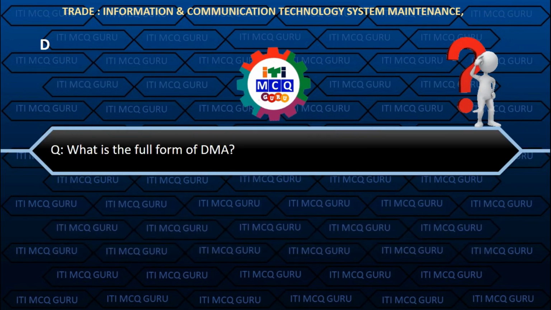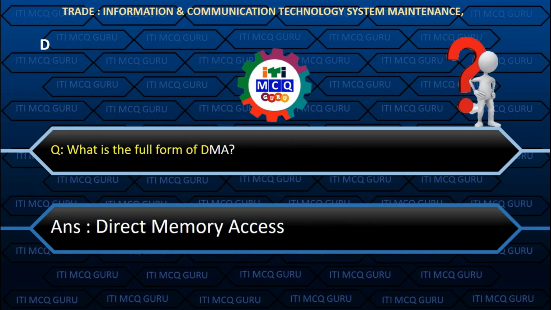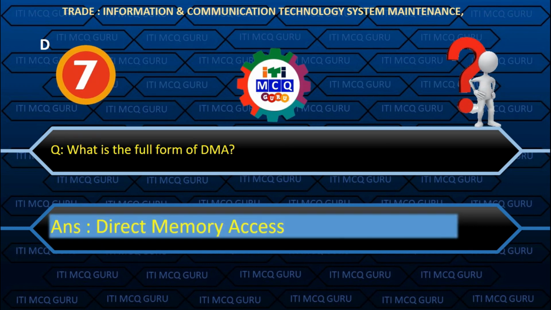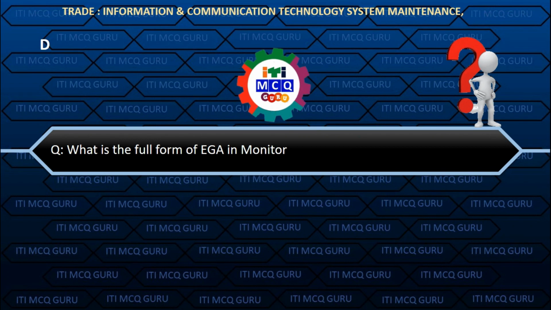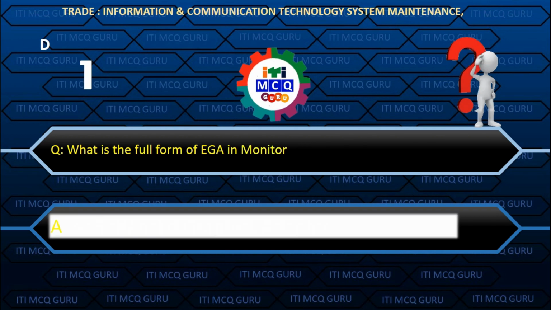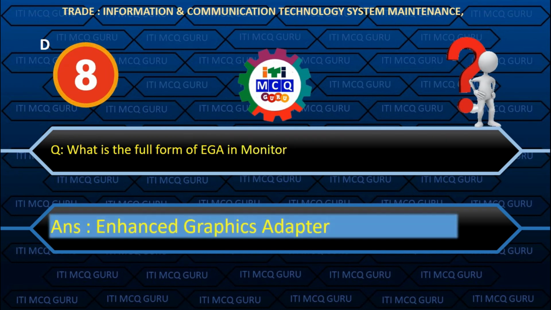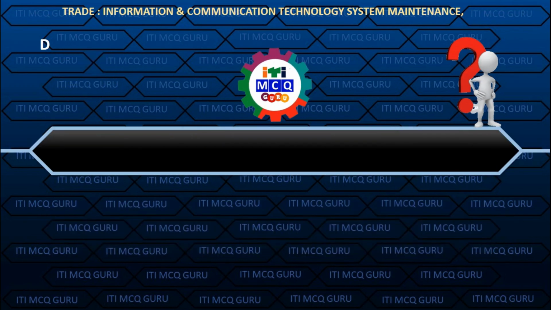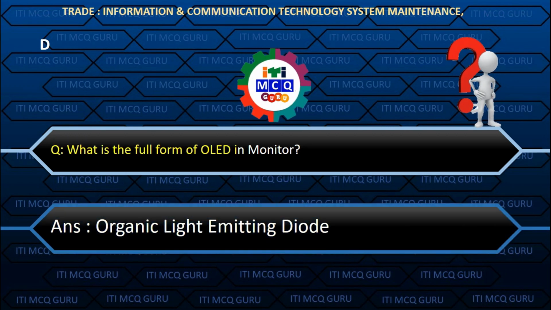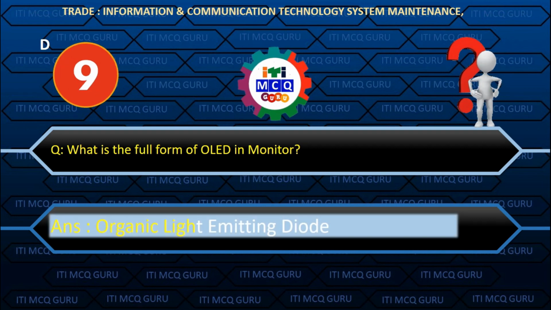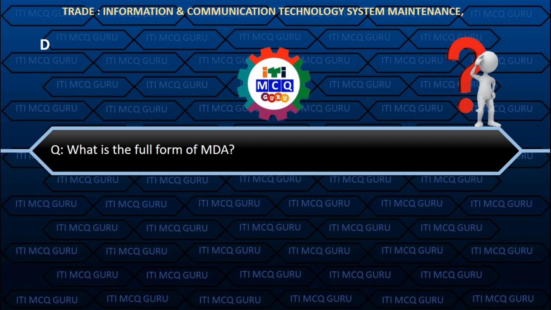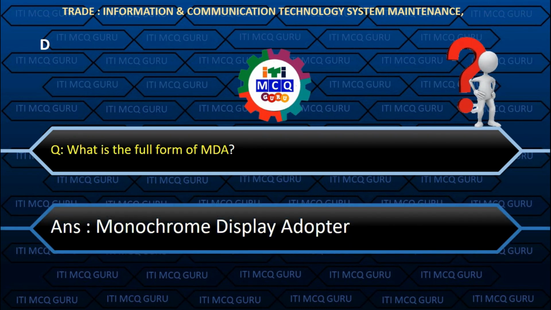What is the full form of DMA? Answer is Direct Memory Access. What is the full form of EGA in monitor? Answer is Enhanced Graphic Adapter. What is the full form of OLED in monitor? Answer is Organic Light Emitting Diode. What is the full form of MDA? Answer is Monochrome Display Adapter.